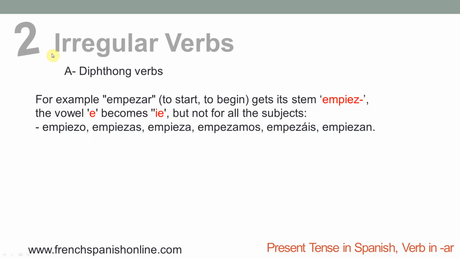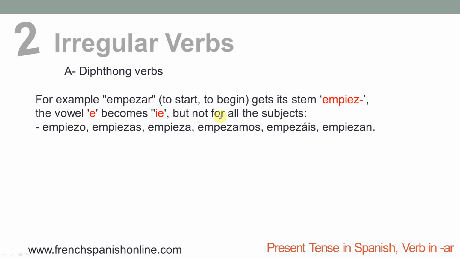Let's see now the irregular verbs of this category, the verbs in R. First, the diphthong verbs, a very complicated word for something easy to understand. For example, the verb empezar. Empezar means to start or to begin, but the stem of empezar becomes empiez with an I. So we say this is a diphthong verb because from one vowel, E, we now have two, I-E. The vowel E becomes IE, so that's why we call it a diphthong.